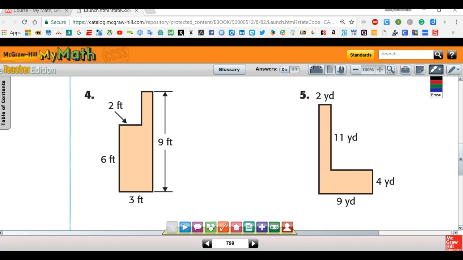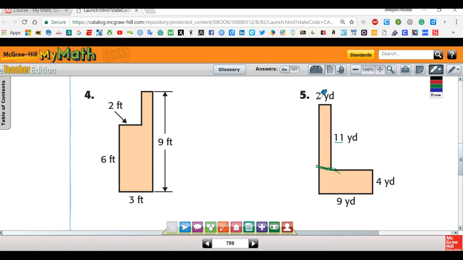Okay. Number 5, I'm actually going to divide it across like this. Because for the rectangle on the bottom, I already have 9 and 4, so that's one of them. And then the rectangle that goes horizontal is 11 and 2. So I already have both of those numbers. Number 4 is a little bit more tricky.